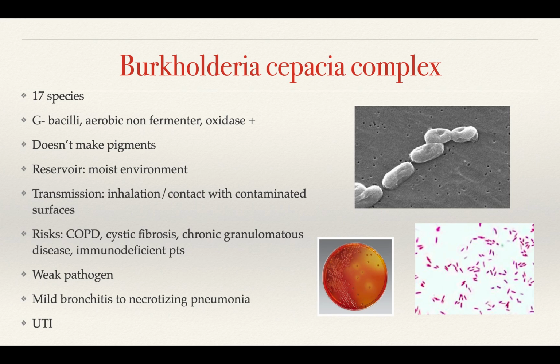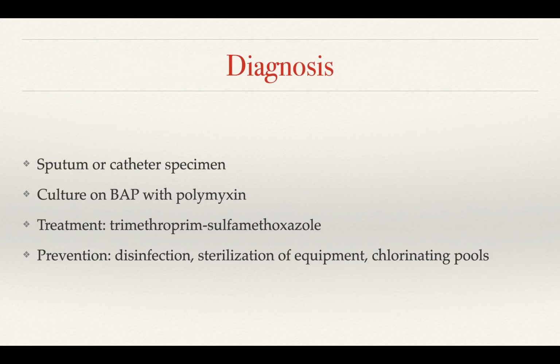Burkholderia cepacia complex is a complex, so it's not just one. It's 17 different species. It's a gram-negative bacilli. It's an aerobic non-fermenter, and it's oxidase positive. This one doesn't make pigments. The reservoir is moist environments, transmitted by inhalation or contact with contaminated surfaces. The risks include patients with COPD, cystic fibrosis, and immunodeficient patients. It can cause anything from mild bronchitis to necrotizing pneumonia, and UTI is also one of the characteristic symptoms.